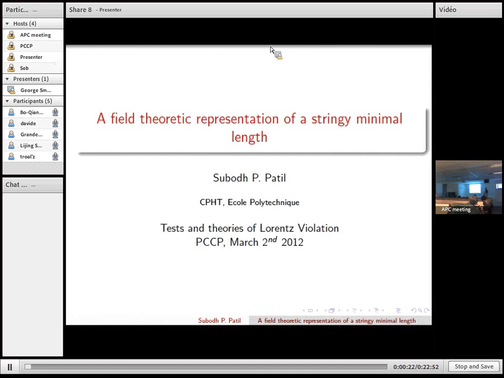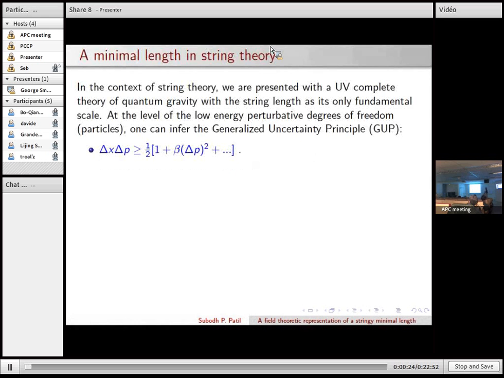Nevertheless, it's something I still like to think about here and there, and it's work with my collaborator, Gonzalo Palma. And it's on trying to represent upon fields a notion of minimal length that is very strongly motivated from several different approaches, but in particular from string theory.